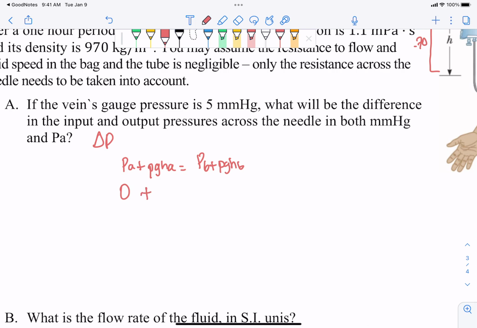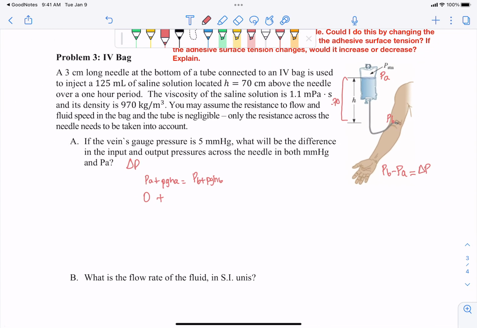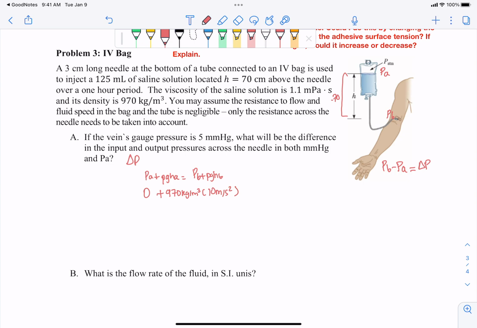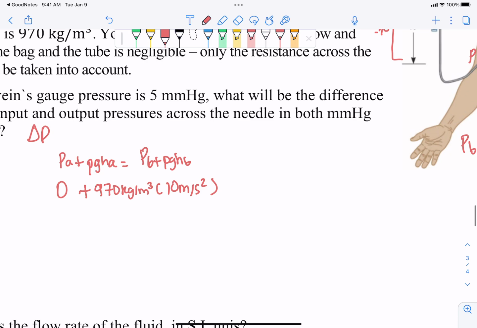And then we have our density of the saline solution. We know that to be 970 kilograms per meter cubed. We know the acceleration due to gravity is 10 meters per second squared. And then the height at A, we can label that to be 0.70 meters, or 70 centimeters, right?